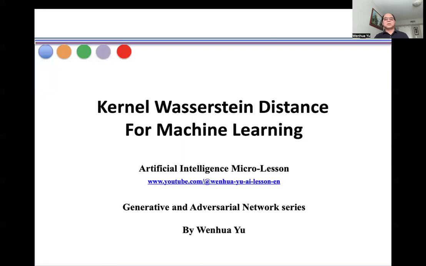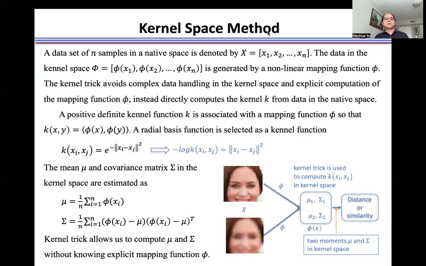In this video, I introduce a kernel Wasserstein distance from machine learning. A data set of n samples in a native space is denoted by X. The data in the kernel space phi is generated by nonlinear mapping function phi. The kernel trick avoids complex data handling in the kernel space and explicit computation of the mapping function phi.